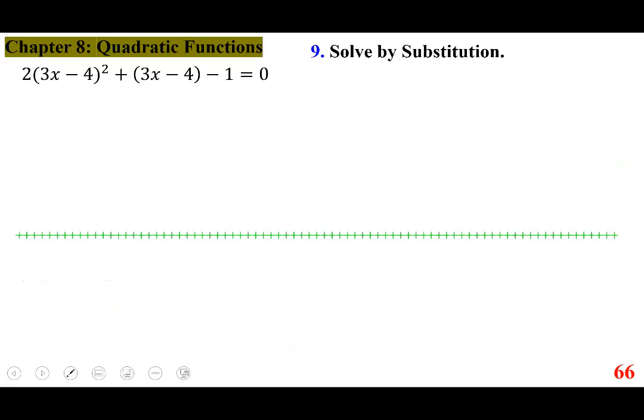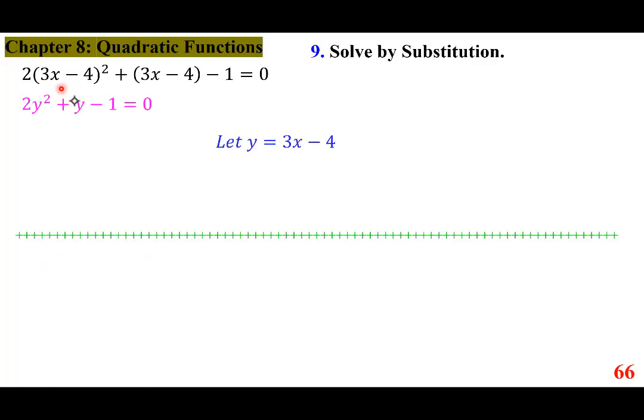Solve by substitution. For a question like this, even if they don't ask us to do it by substitution, that is the proper methodology, because you can raise this to the power of 2, multiply by 2, distribute, do the math. It takes longer. Instead, let this expression of 3x minus 4 be anything that you like, as long as it's not x. For example, if you choose y, this becomes 2y squared plus y minus 1 equals 0.